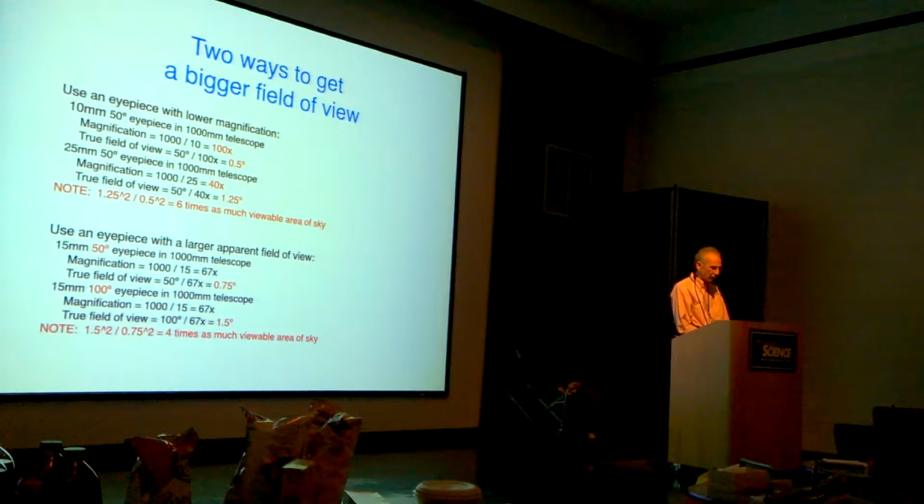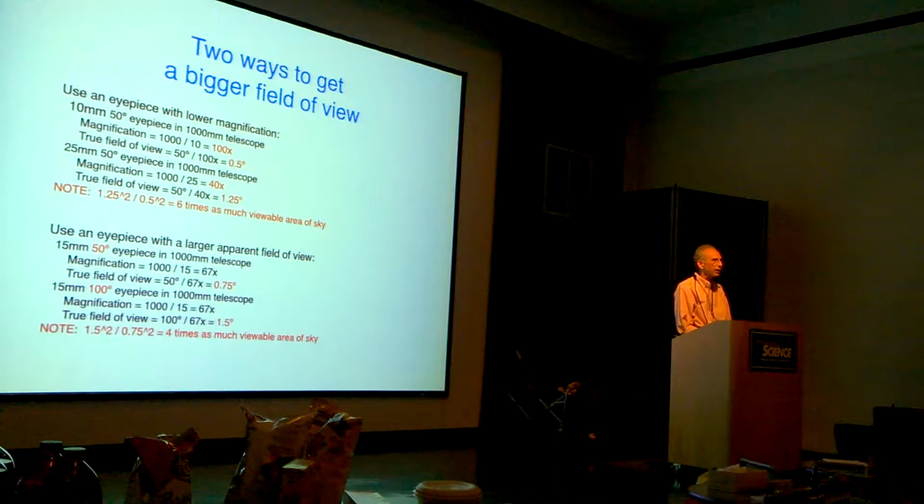A 10 millimeter 50-degree eyepiece and a 1,000 millimeter telescope gives a magnification of 100 power, true field of view of 0.5 degrees. In that same telescope, with the same 50-degree eyepiece, but a 25 millimeter eyepiece, you have a magnification of 40 power and a true field of view of 1.25 degrees.